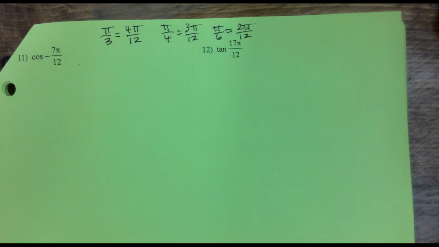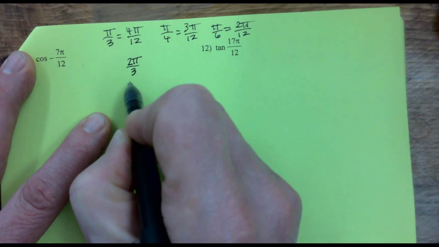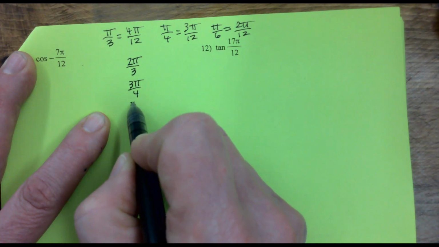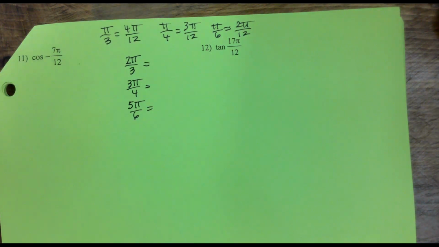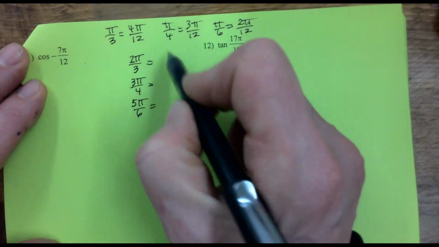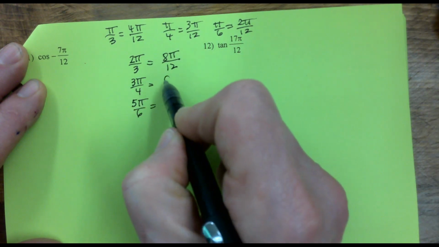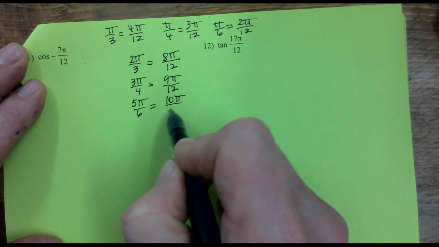I could change the signs on them, but I prefer to go into the other quadrants. And so what I'm going to do is I'm going to go into quadrant 2. That's 2 pi over 3. That's 3 pi over 4. And that is 5 pi over 6. And I'm going to find those guys the same way, because we've used these values outside of the quadrant. So times 4, times 4, that's 8 pi over 12. And then this one is 9 pi over 12. And 10 pi over 12.